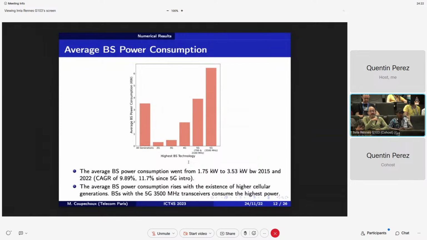Because every BS is multi-technology. So most of the time, maybe 100% of the time, when you have 5G, you have all the other generations. It's something that has also been noticed by a white paper by Huawei, so this is known. It's not only from us, but we have our own figures, if you want. Okay, thank you.